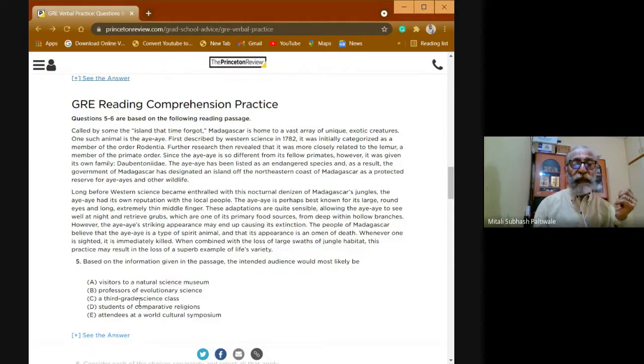You say professors of evolutionary science. If they were professors of evolutionary science, there is no evolution mentioned in the entire passage. Hence, it cannot be the evolutionary professors who have written this. The next answer is the third grade science class student. A third standard student can never write about an article like this. Then students of comparative religions. There is no religion mentioned here. Hence, it cannot be the right answer.